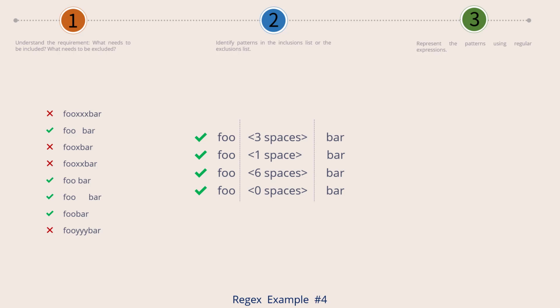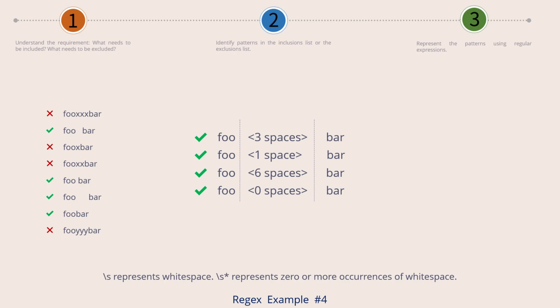We have only spaces in the middle section. Spaces would not have been visible to you, so I have put in a text placeholder which calls out the number of spaces. So we have 3, 1, 6 and 0 white spaces. To represent this pattern, let's look at a new regex symbol, \s. \s represents a single white space. I'll stress on the word single. But in our example, we have varying number of white spaces. We have 3, 1, 6 and 0.